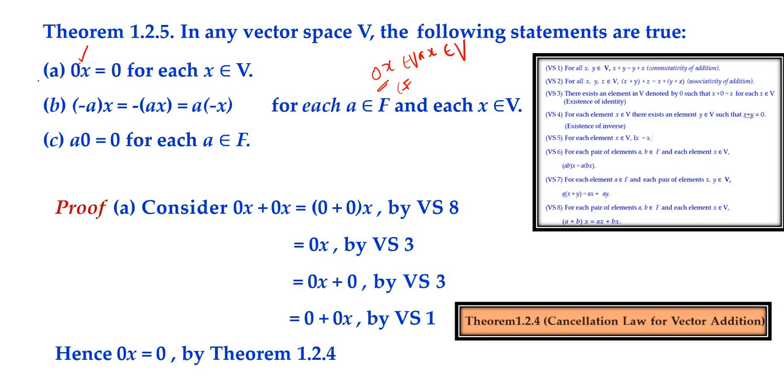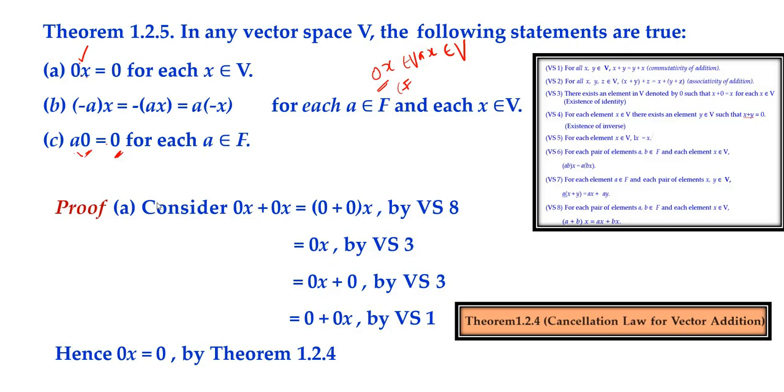So if you compare, this is the first subdivision, and the third one is a0 is 0. Here this is vector 0 and this is also vector 0. So whether you have scalar 0 with vector or vector 0 with scalar, the result is going to be the vector 0 only. So that is to be noted. And the second one is (-a)x is equal to -(ax) is equal to a(-x), where a is in F and x is in capital V.